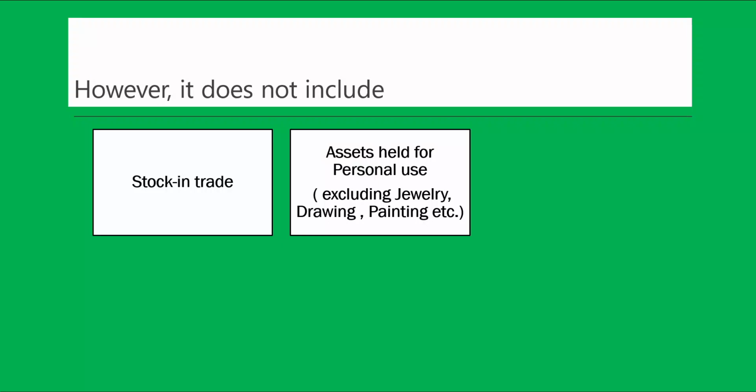Then assets held for personal use, for example, a car. If you sell a car, it's a personal belonging. But this excludes jewelry, drawings, and paintings. If you sell them, then they are capital assets, and you have to pay tax on them.